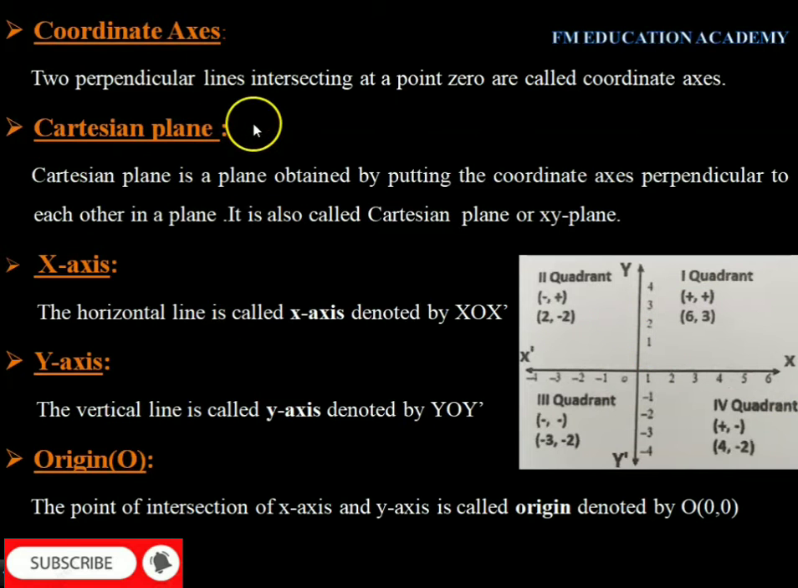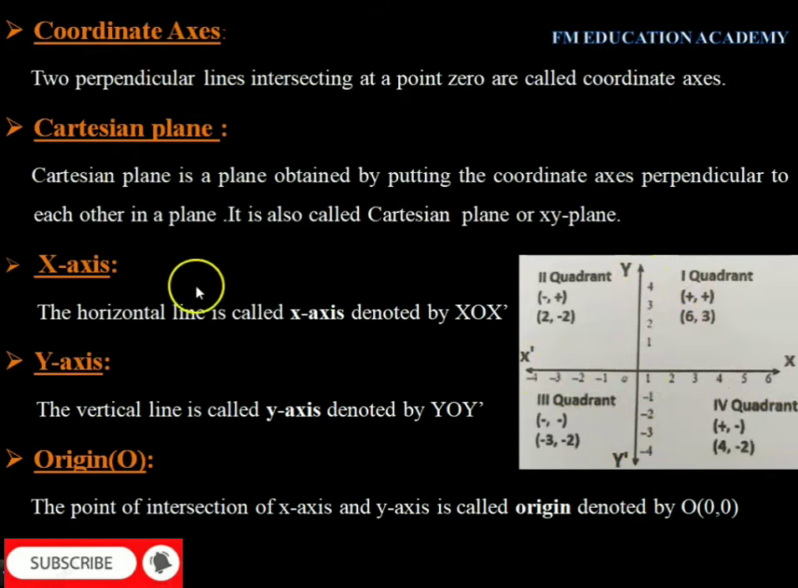What is a Cartesian plane? Cartesian plane, as the name suggests, is a plane. How do we obtain that Cartesian plane? When we draw these coordinate axes perpendicular to each other, that is, at 90 degrees to each other, then we obtain the Cartesian plane. This Cartesian plane can also be called the coordinate plane or xy plane because the axes involved are the x-axis and y-axis.